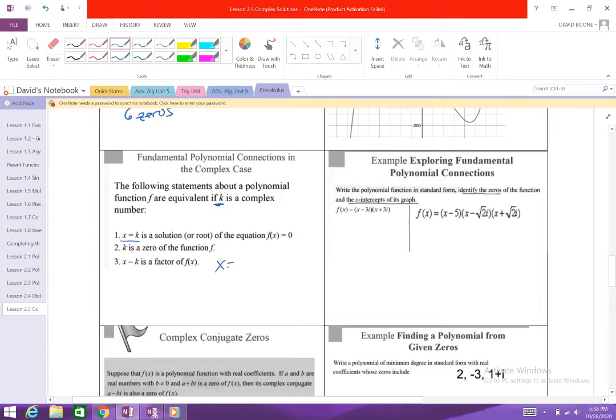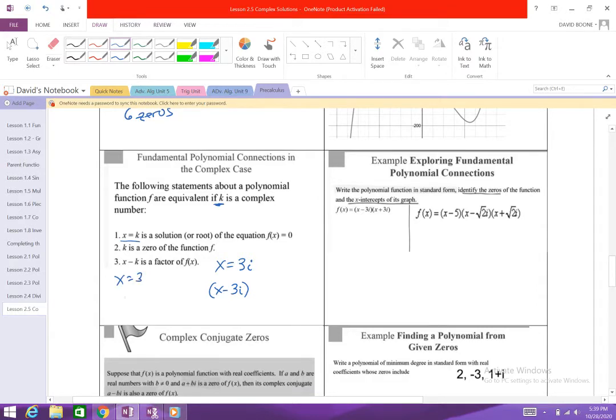If I had something like that, if I had x equals, let's just make up one here, let's say I get 3i as a solution, that this 3i is a 0 of the function. Well, then what I know is that x minus 3i is a factor. Just like we had with other problems when there were real solutions.